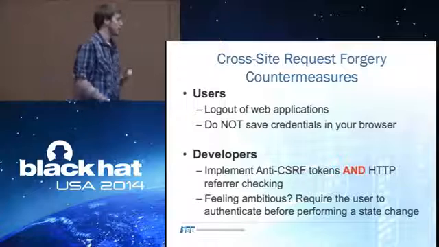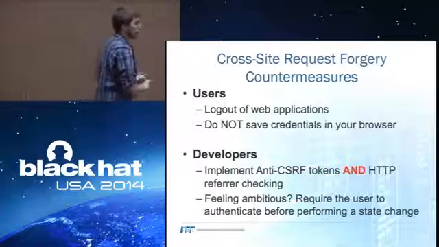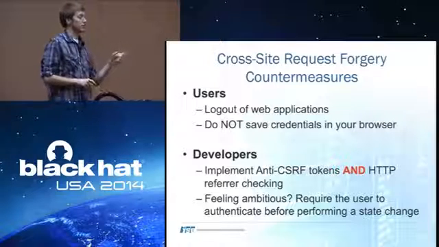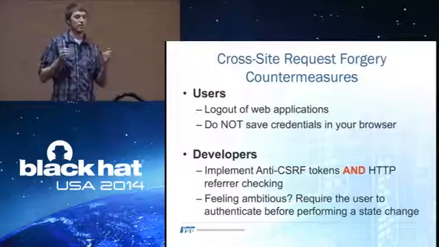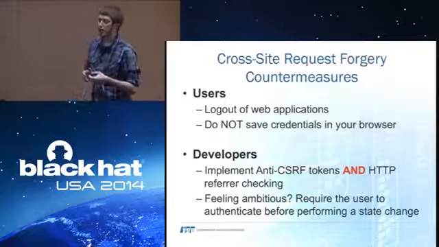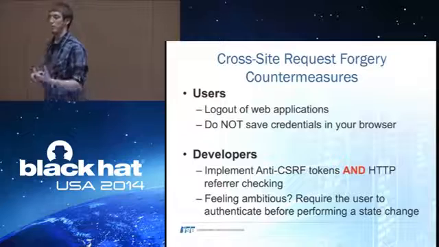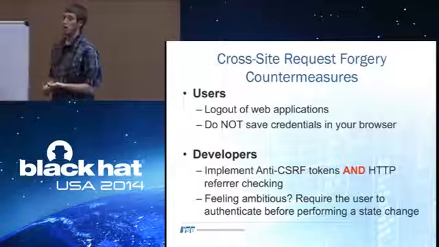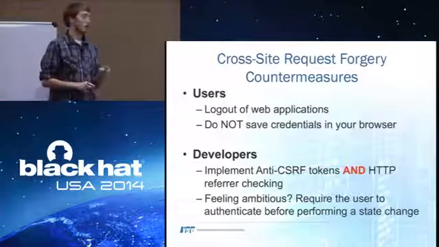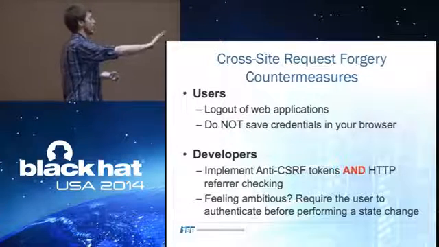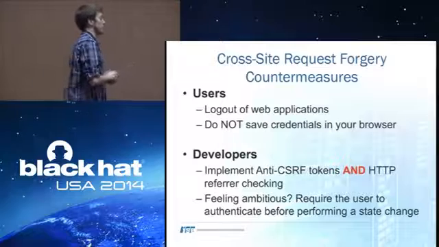Okay, and then developers. Implement anti-CSRF tokens. Essentially, all this is is a secret nonce that is unknown to the attacker, and they're included as a hidden form value in a form. Both the name and the value are random, so there are two values that an attacker is unaware of, and those values are then validated on the server once a request is sent.